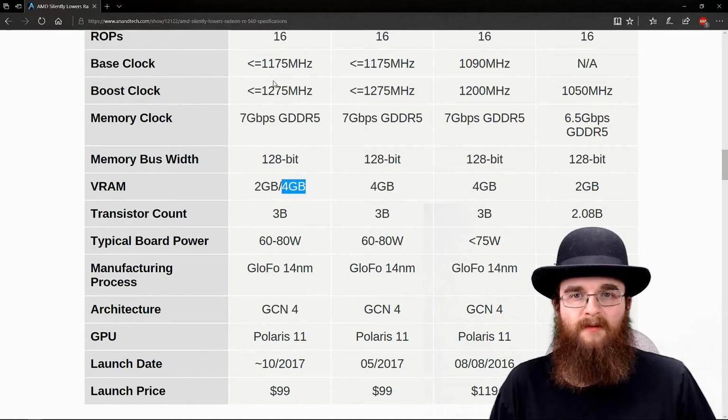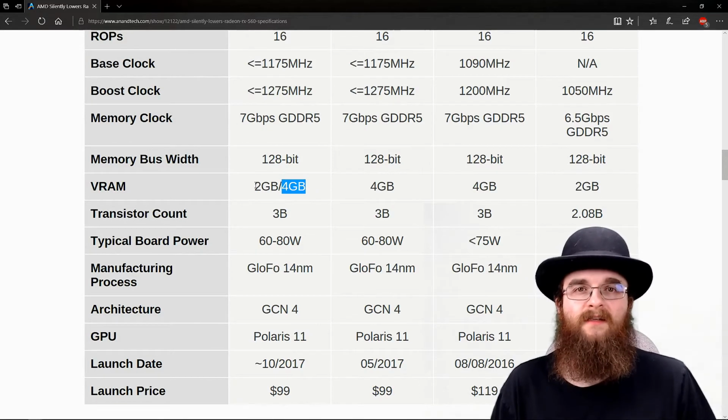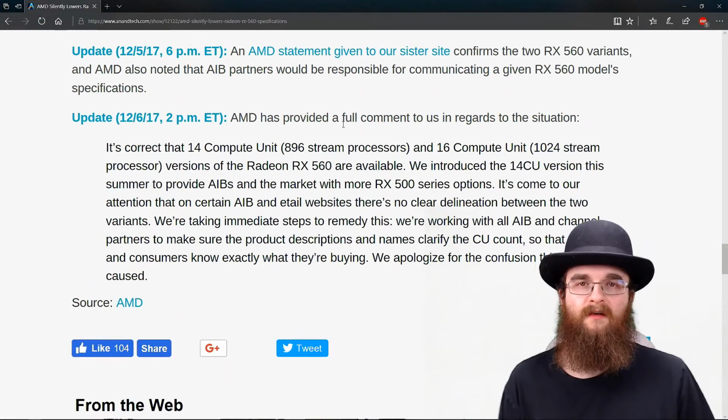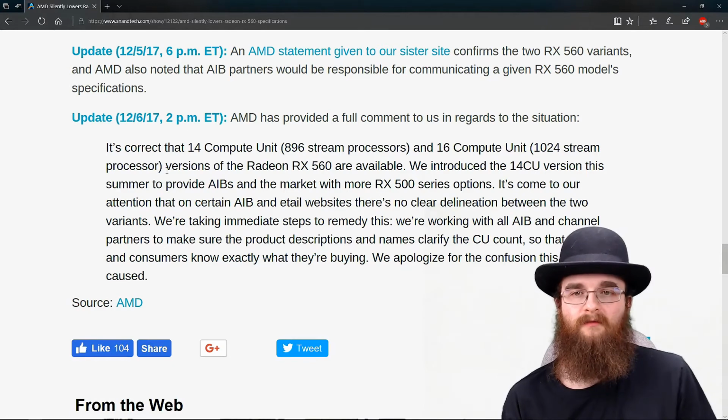So while the memory will be clocked the same and it will be the same speed of memory, it's going to have significantly less of it. Then at the end of the article here, AMD has provided a full comment. It's correct that the 14 compute unit and the 16 compute unit versions of the RX 560 are available. They introduced the 14 CU version this summer to provide AIBs and the market with more RX 500 series options.